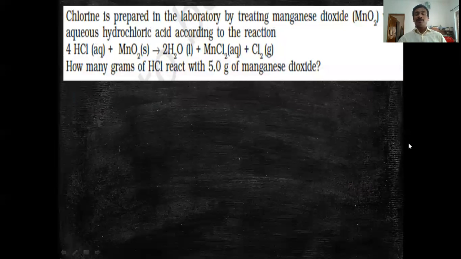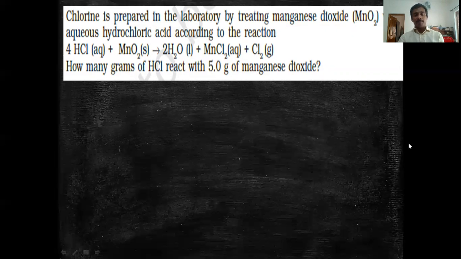When you see the question, you may think that it is not possible to solve it. But read carefully. It is a very simple numerical problem. Chlorine is prepared in the laboratory by treating manganese dioxide with aqueous hydrochloric acid. According to the reaction, 4HCl plus MnO2 gives 2H2O plus MnCl2 plus Cl2. How many grams of HCl react with 5 gram of manganese dioxide?